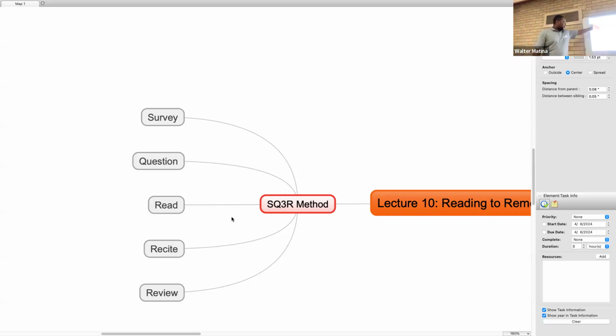So we need to ask ourselves questions. We need to read, record, and we need to recite. But here, when we talk about recite, there's one thing that I want to put out there. When we talk about reciting, we are not talking about cramming.